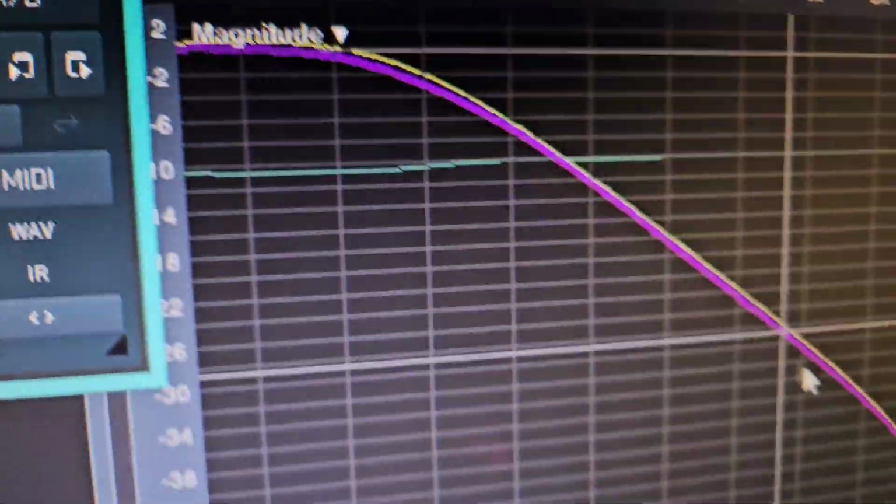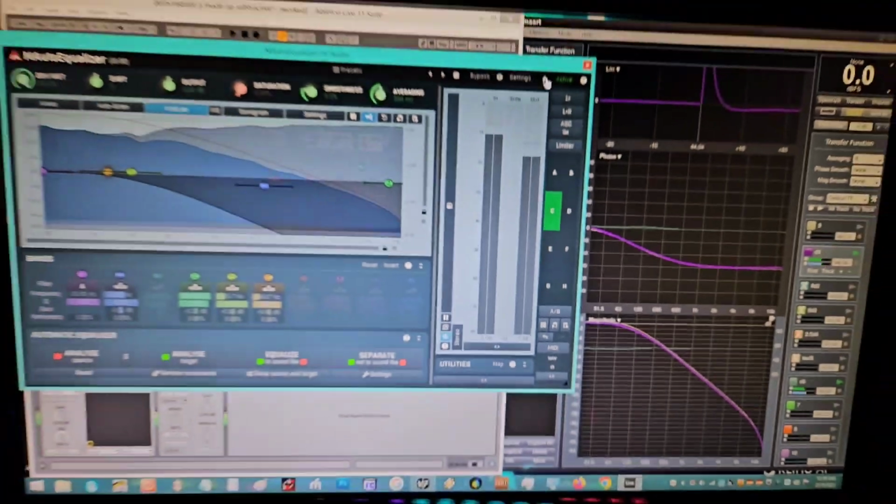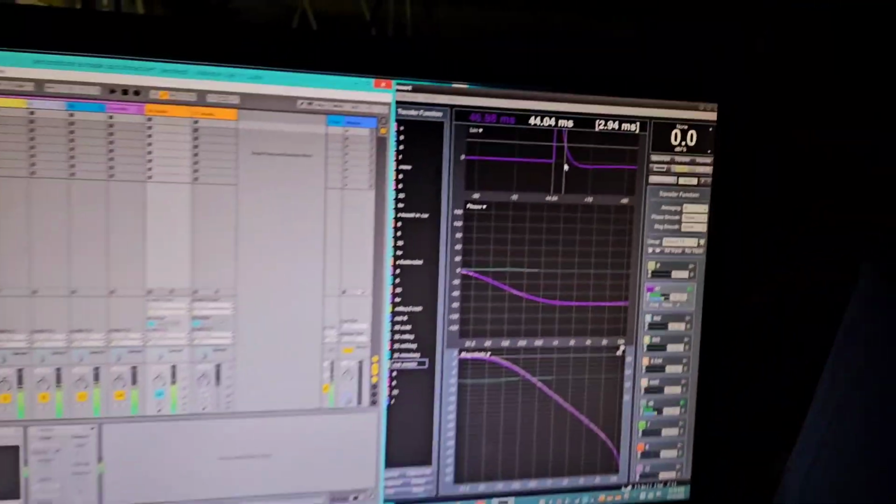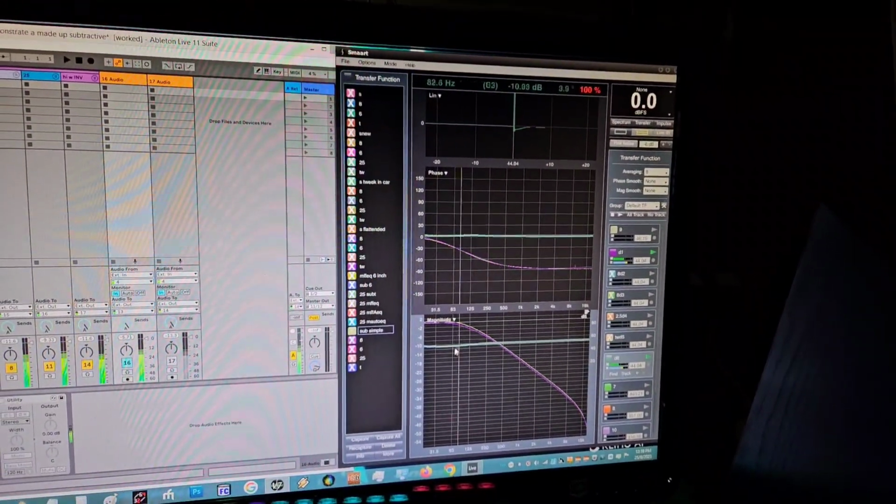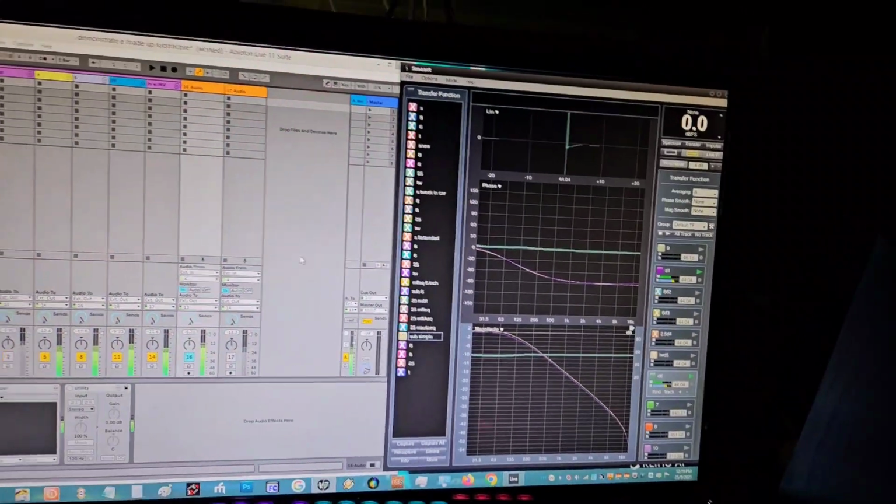Magnitude doesn't show up because it's consistently not the right volume. Anyway, getting a little bit sidetracked there. So I can try and go back to the main sum. Now it's not quite right.